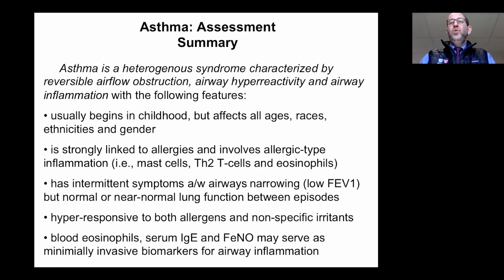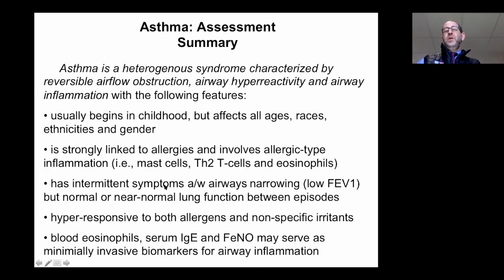So to summarize this portion of the talk on assessment and the pathobiology, asthma is a heterogeneous syndrome, reversible airflow obstruction, airway hyperreactivity, and airway inflammation. And the features that we think about more uniformly are that it usually begins in childhood, but it can affect everyone, all ages, races, and ethnicities, and gender. It's strongly linked to allergies, but it's not exactly the same. It involves allergic type inflammation, but in the lung, with mast cells, type 2 cells, T cells, and eosinophils.